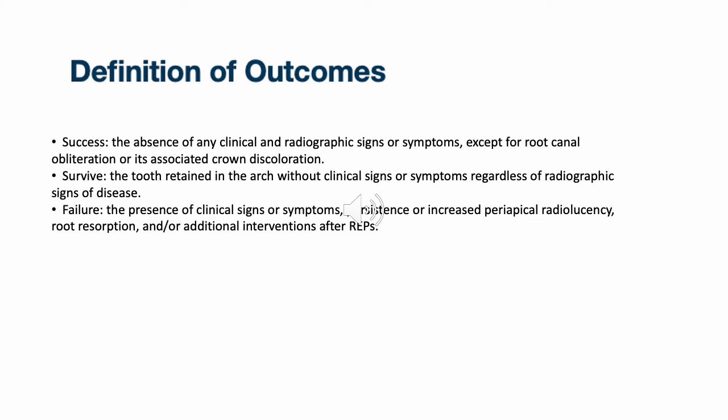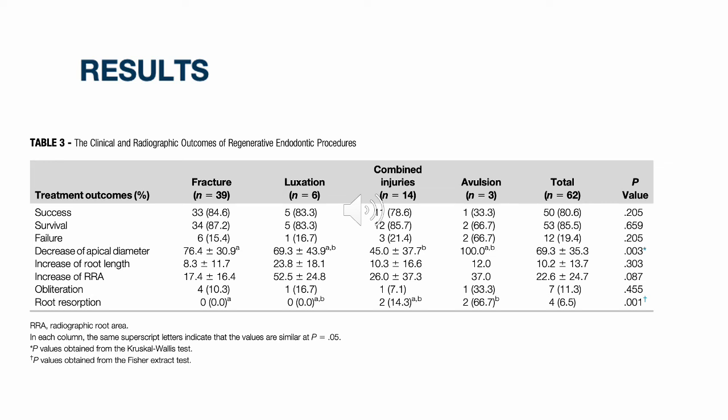after regenerative endodontic procedure. For the results, almost 81% had a successful outcome, and 85.5% were asymptomatic and functional, defined as survival. Of all the traumatic teeth, the highest success rate was attributed to teeth with fracture, which was 84.6%, followed by luxation, which was 83.3%, and combined injury was 78.6%. Teeth suffering avulsion had the lowest success rate, which was 33.3%.